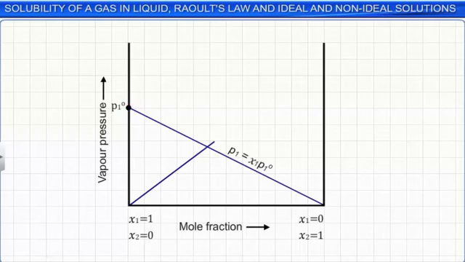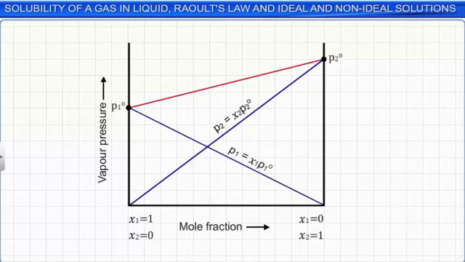Similarly, a plot for component 2 corresponding to the equation P2 equal to x2 P2 naught on the same set of axes is represented as shown here. Now, as can be seen from the curve, the vapor pressure of the pure component 2 is higher than that of the pure component 1. This means that component 2 is more volatile than component 1.